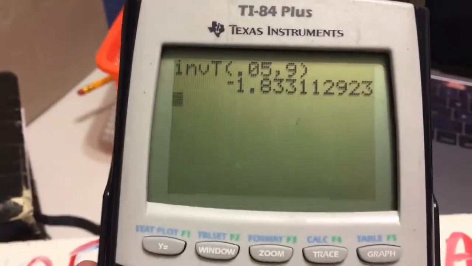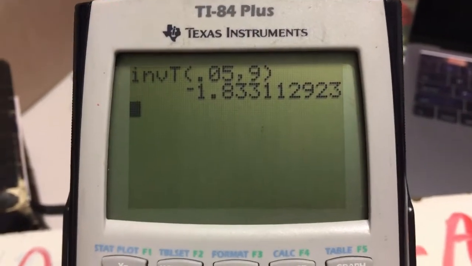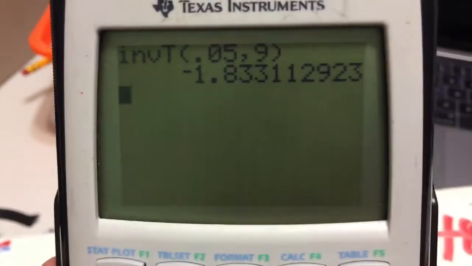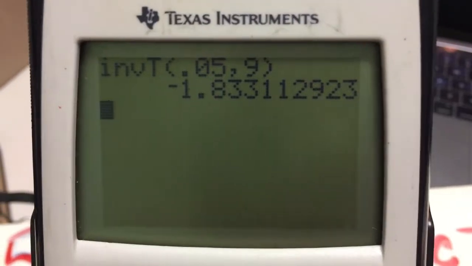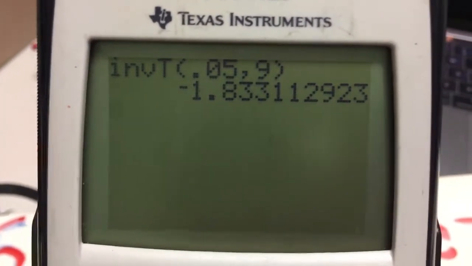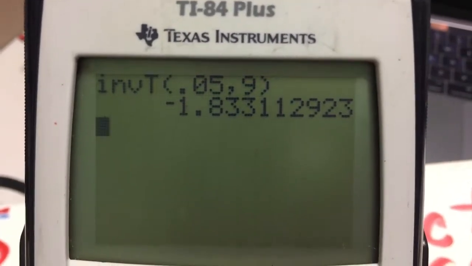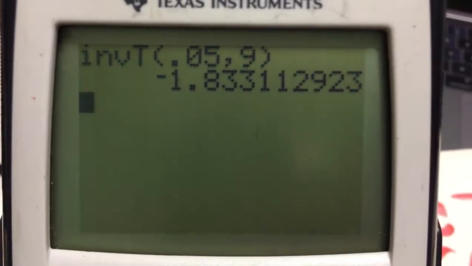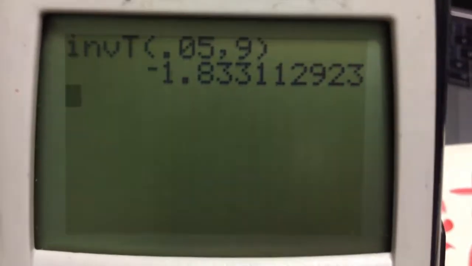Okay, so here, this is how I got my critical value. I went to my inverse t and I put a 0.05 because it is a one-tailed test. I put my 0.05 in one tail, and since we had 10 items in our sample, I have a degree of freedom of 9, and my computer gives me back negative 1.833. So that is correct. I checked it with the answers. That is my critical value.